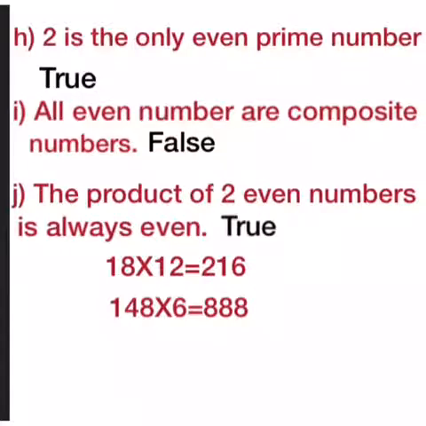Children, the last statement is, the product of 2 even numbers is always even. That means if we multiply any 2 even numbers, the answer will be an even number only. So this statement is true. You can see here that there are 2 even numbers, 18 and 12, and when they are multiplied, the answer is 216, which is an even number. 148 and 6, which are even numbers, when multiplied, the answer is 888, which is again an even number.